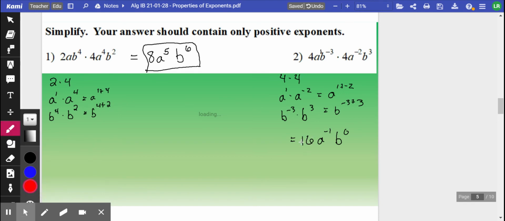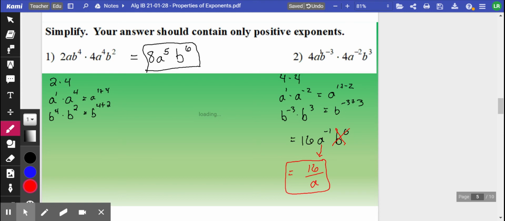Okay, so the 16 is perfectly fine where it's at. The a has a negative exponent, so that moves the a to the bottom of the fraction. B to the 0 power is 1, okay? So essentially, that's going to be gone, because 16 times 1 is just 16. So I have 16 on the top and a to the first on the bottom, and that would be my final answer.